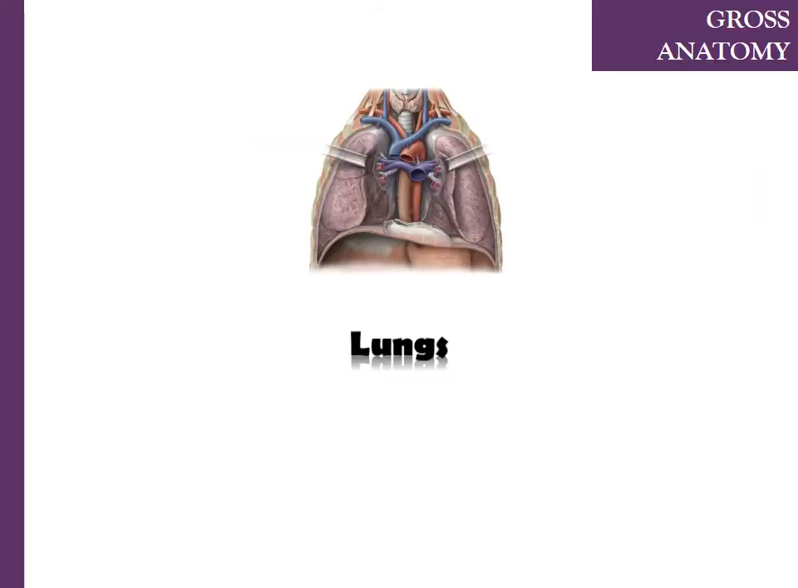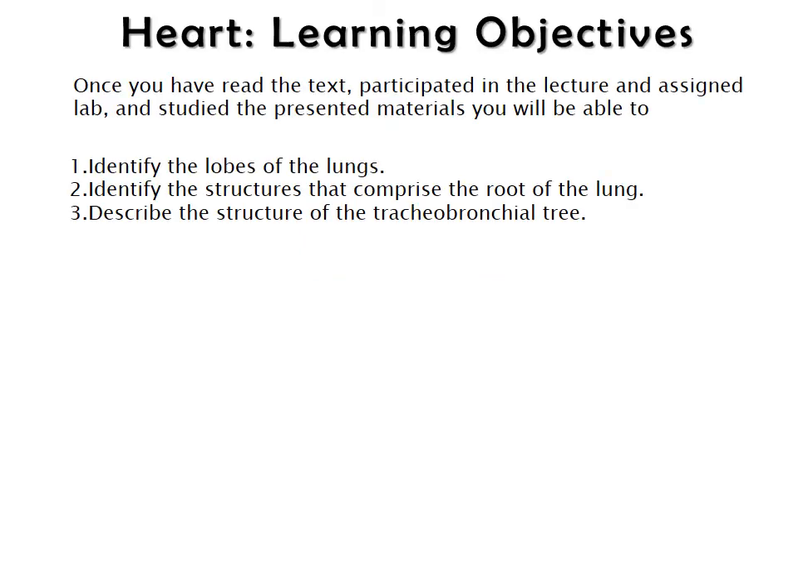Okay, so let's move laterally from the heart to the pleural cavities and the lungs themselves. It's going to be quite easy looking at the lungs. We're just going to look at the two lungs, the right and the left, their corresponding lobes. We're going to look at the root of the lung and see how things get in and out of the lung. And we're going to look at this tracheobronchial tree, in other words, how the air gets in and out of the lung.